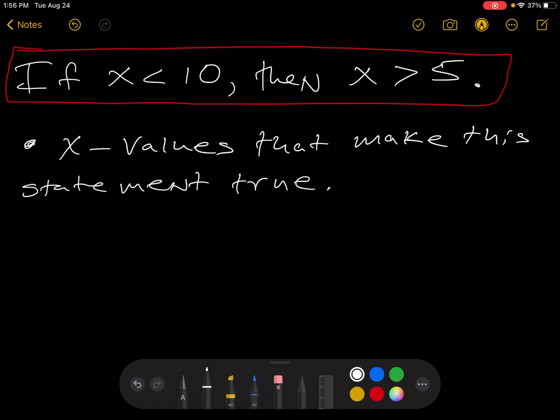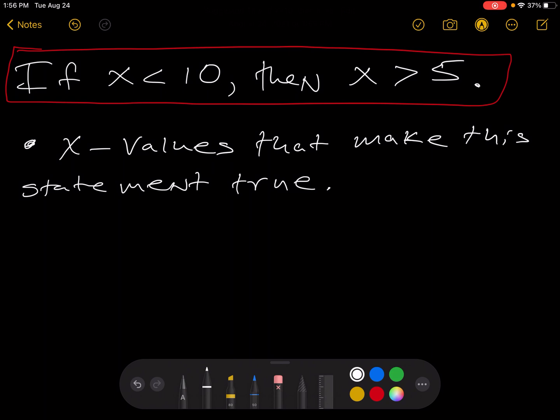Right. You'll see similar problems to this in the homework. You're given a statement like I have here in red: if x is less than 10, then x is bigger than 5. And there's two parts to these problems. The first part wants you to find x values that make this statement true.